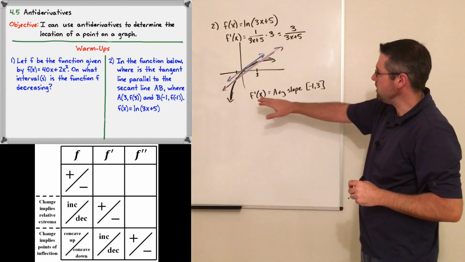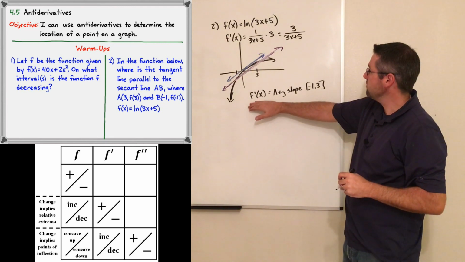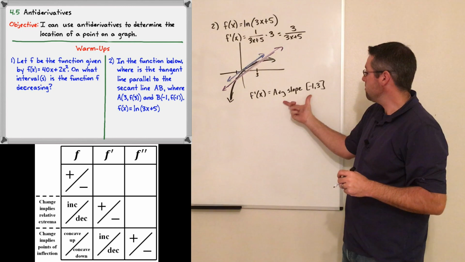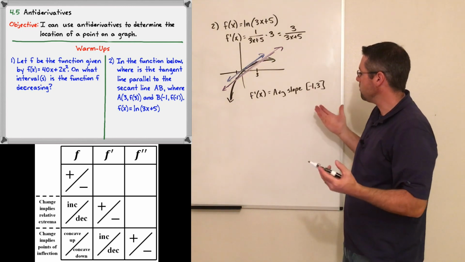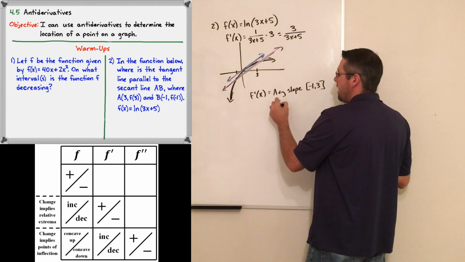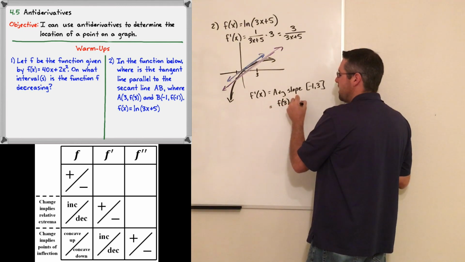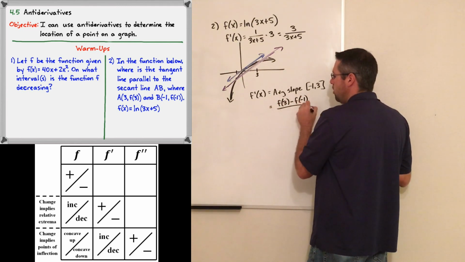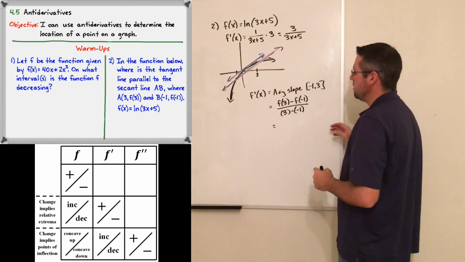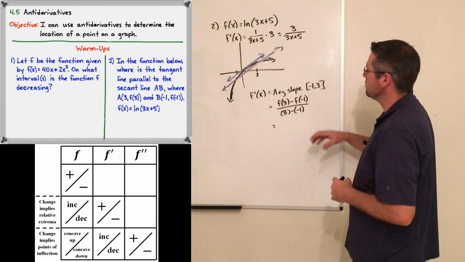So then we can conclude that f prime of x is equal to 3 over 3x plus 5. Okay, so now we know the derivative. We have to now figure out the average slope in the interval -1 to 3. Well, how do we find the average slope? The average slope is equal to f of 3 minus f of -1 all over 3 minus -1. Okay, and then we can plug in values there, and this is where the algebra gets kind of gross.